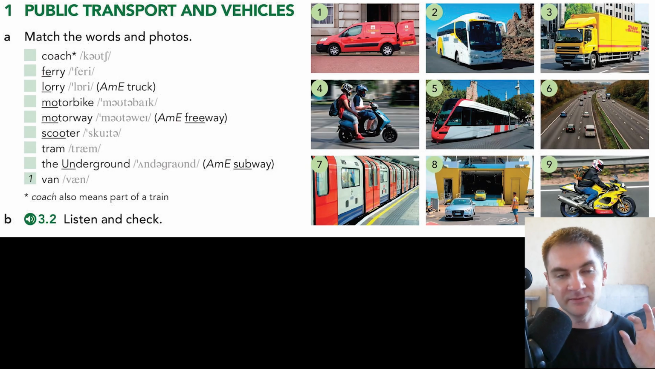Moving on to the vocabulary bank. Part 1. Learn the words public transport and vehicles. Part A. Let's match. Look at the words and the pictures on the right. Your task: connect each word to the correct picture. If you have no idea what some of the words are, don't worry, try to guess and then check and learn.